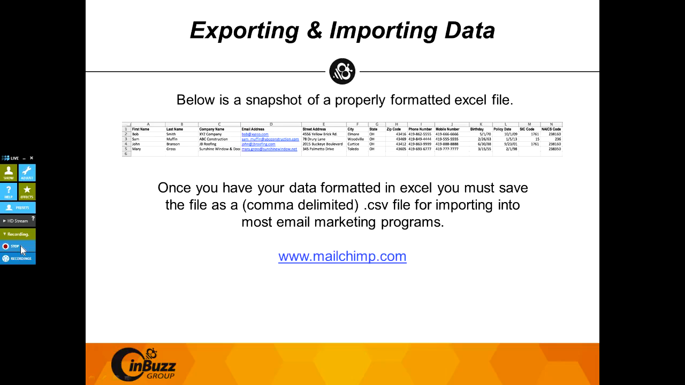So you'll need a first name column, last name, company name, email address. If you want, city, street, state, zip, phone. I've even included other things so that maybe I could do list segmentation down the road. Once you have your data formatted properly in Excel, you need to save it as a comma delimited file or a .csv file for importing into MailChimp and to most other email programs as well. So let's get started.